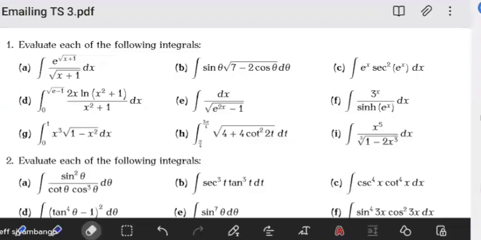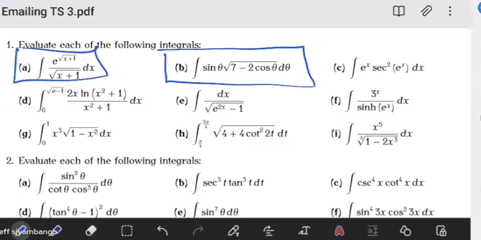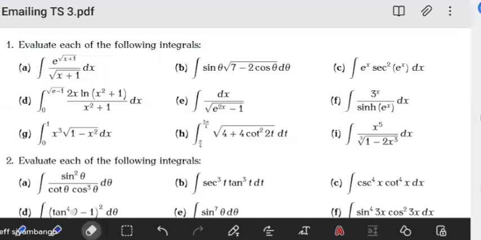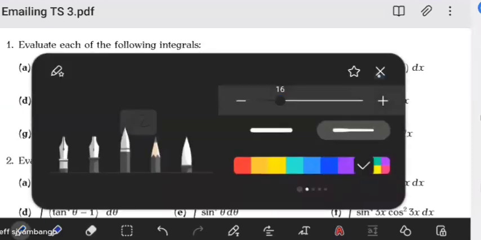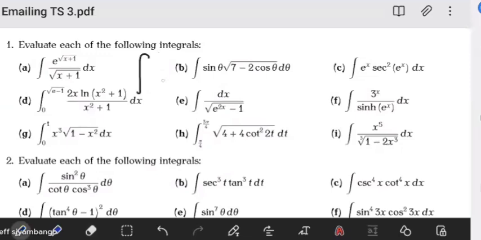So for the first part, we will look at question 1A, and after that, we're also going to look at question 1B. We'll look at this one and we'll look at this one. These expressions are quite interesting. They both involve the use of an algebraic substitution. So let's start with the first one.